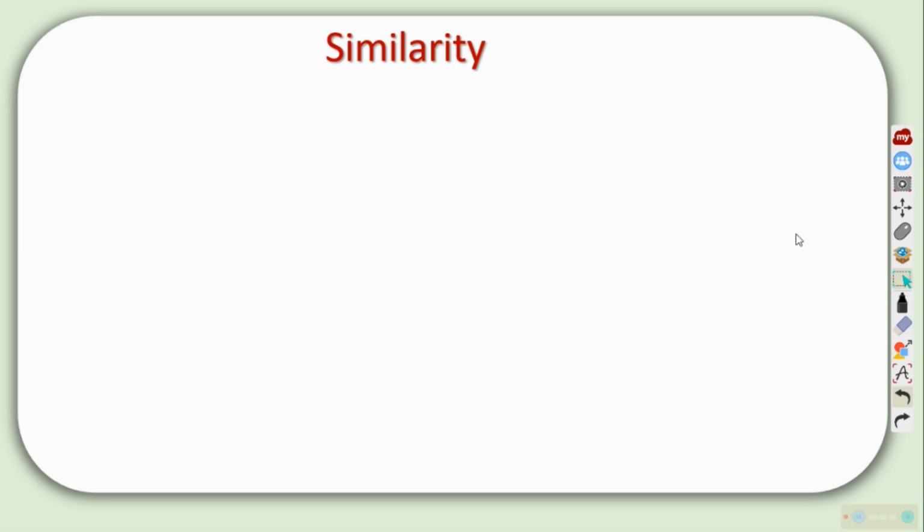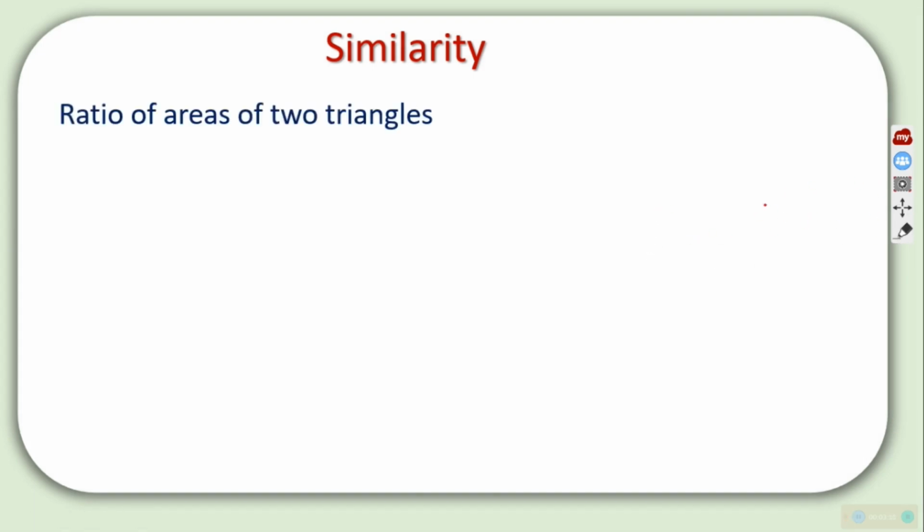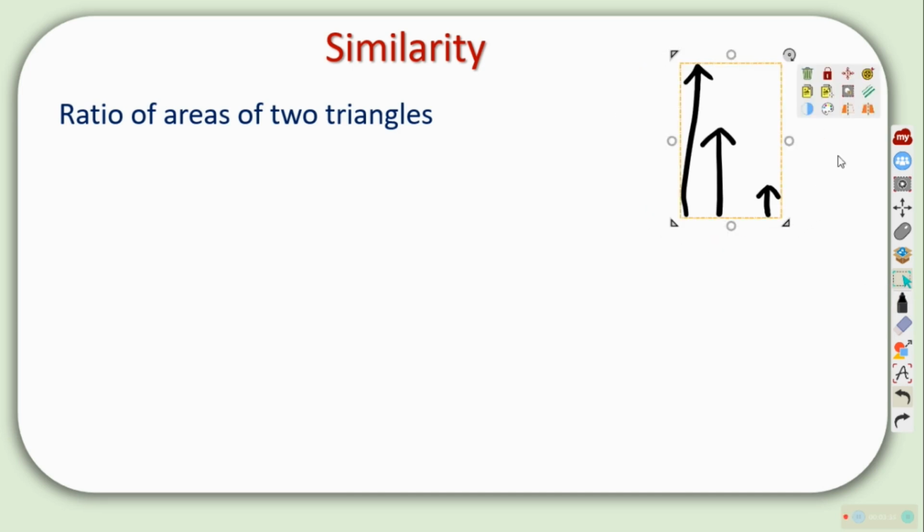Because if this is an arrow mark, for example, I can make another arrow mark. These are similar. All these arrow marks are similar, right? So like that similarity. Chalo, this is enough for you to understand similarity is different from congruency.